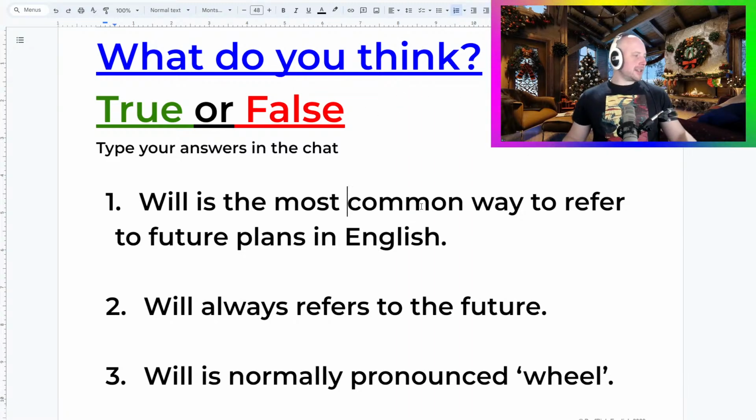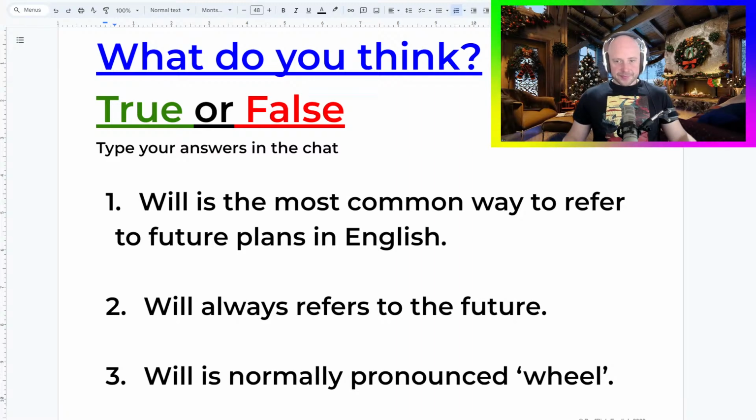Will is the most common way to refer to future plans in English. So if you perform an analysis of corpora, so corpora means a big collection of language in use, for example, then you do find that will is the most common way of referring to the future. That's true.